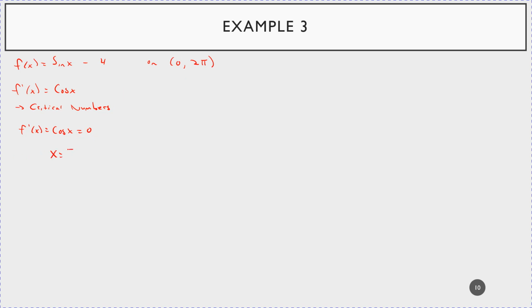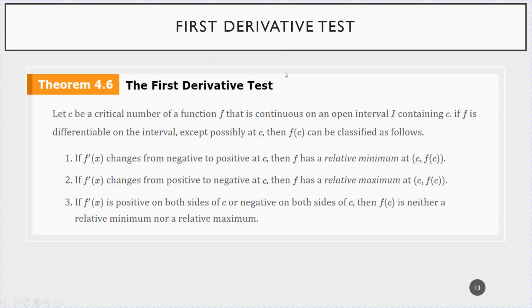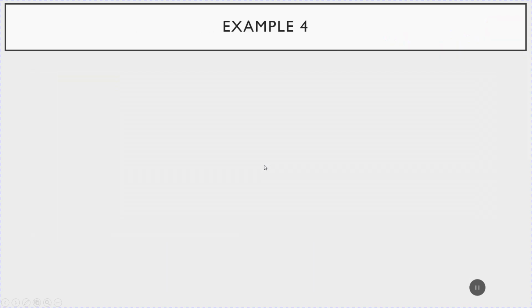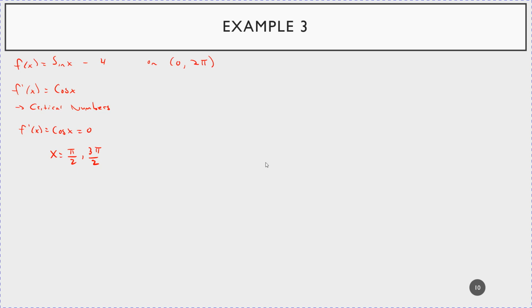We should all know that occurs at pi over 2 and at 3 pi over 2. If you need some help remembering this, and for some of the harder examples later on in this section, you'll notice I put a unit circle up there because we're going to pick some that we might not know off the top of our head. So you can always have that handy as you work through these trig problems. Okay, so going back here, we've got our critical numbers, pi over 2 and 3 pi over 2, and we've got the interval for this trig function we're looking over.